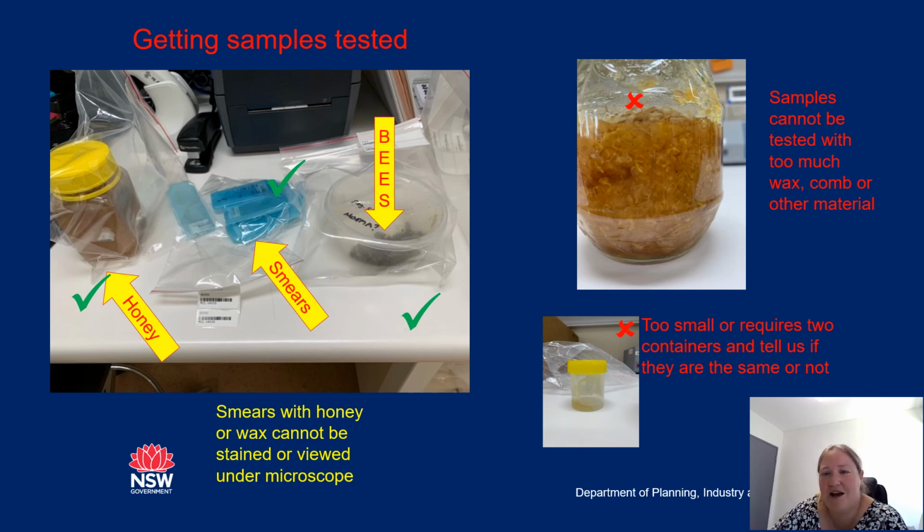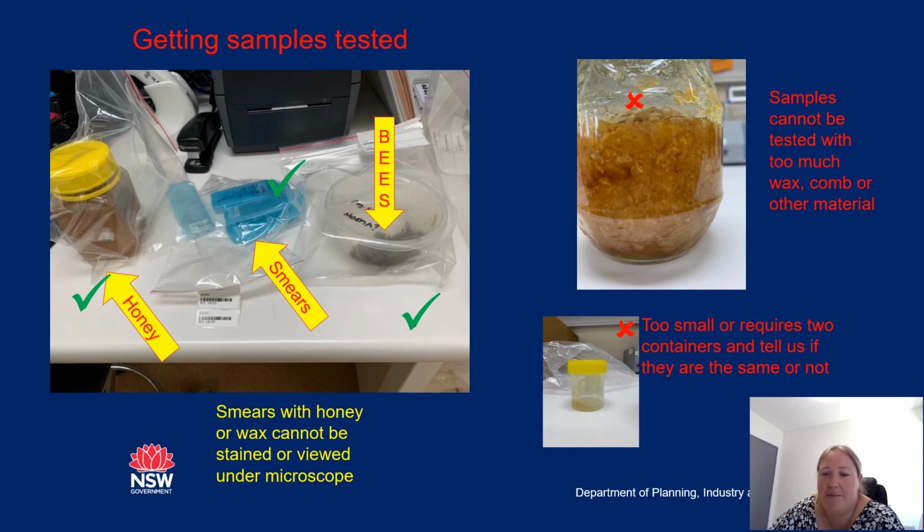Up the right here is some honey. We also ask that honey is sent in as clean as possible. We understand that it's not always possible to get everything out of it, and that's fine, we can cope with that. But when it's got a lot of wax or comb and other materials in it, it interferes with that process when we're spinning the honey down, and we can't get a proper sample out of it to test.